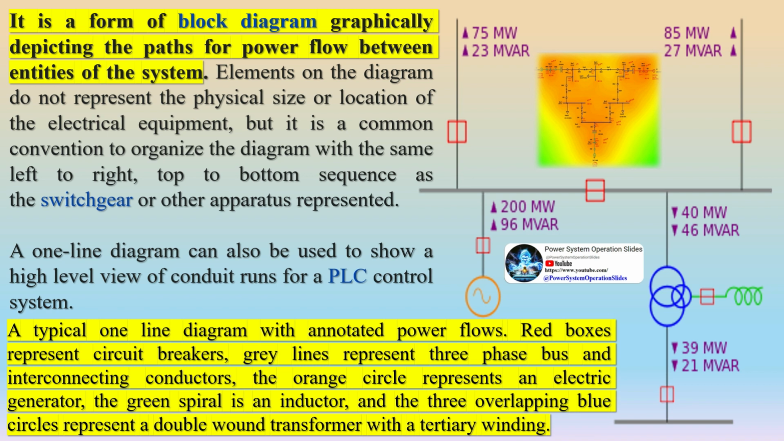Loads and consumers. The single-line diagram depicts the various types of loads and consumers connected to the power system.